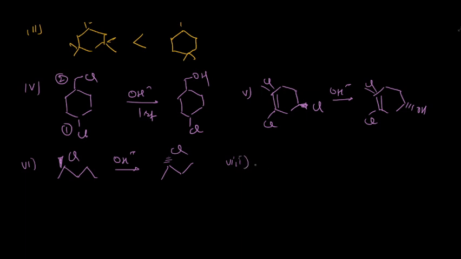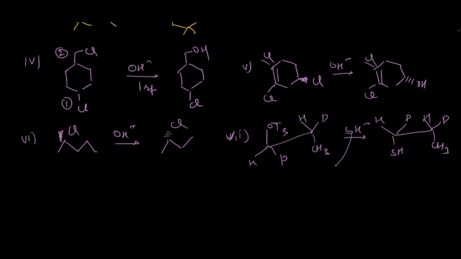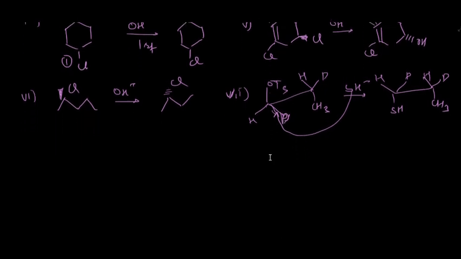Seventh, we have a sawhorse projection. It is reacting with SH minus. So H, D, SH, H, D, CH3 will form. SH will replace OTs because it is a good leaving group. This is the deuterium. It will show SN2 and inversion will be there.